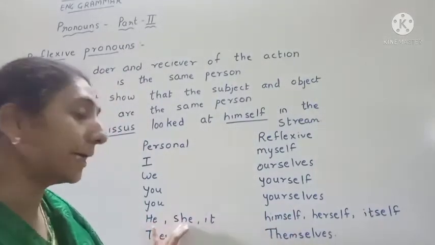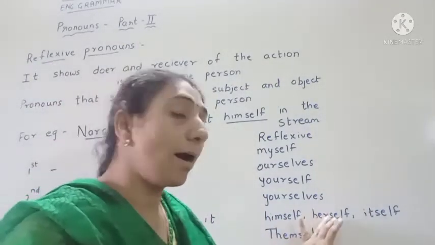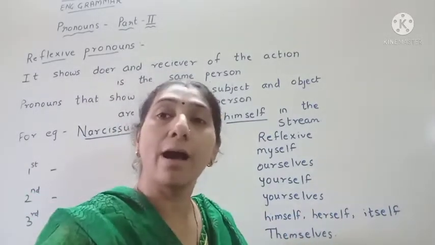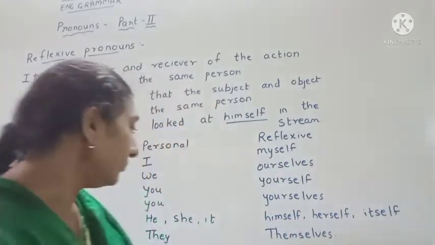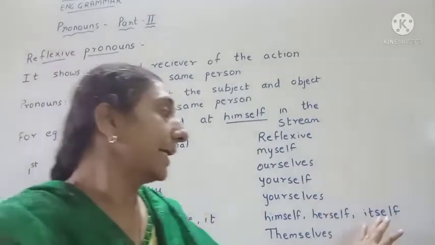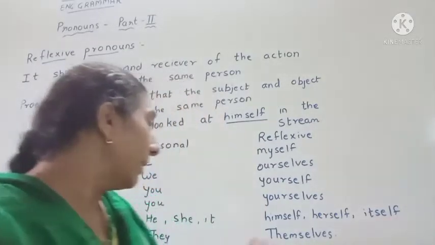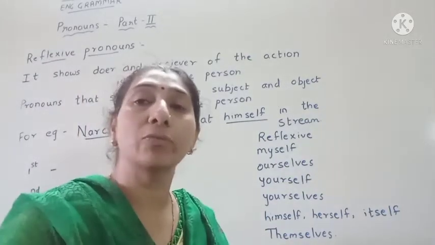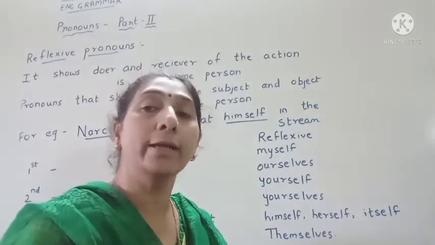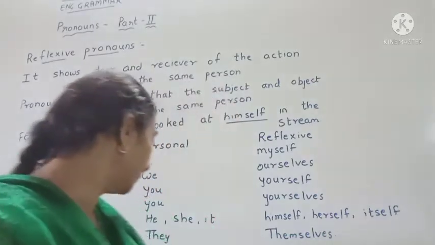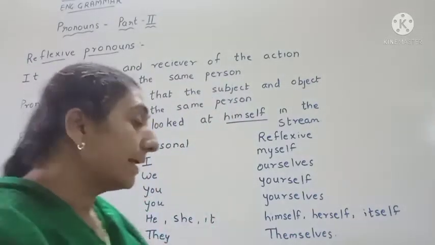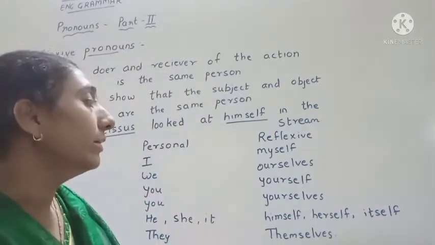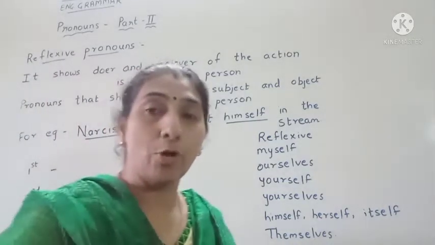Then in the case of third person, when we use he, we use himself. When we use she, we use herself. She is dancing herself. It, itself. When we use it, it is usually used for animals or things. They, themselves. So these are the reflexive pronouns.